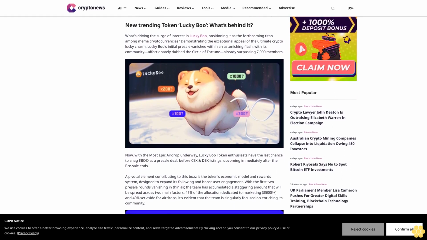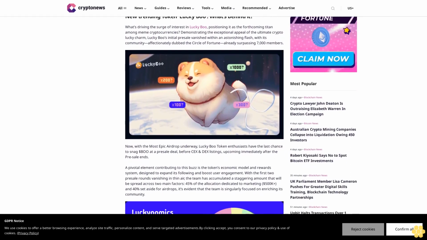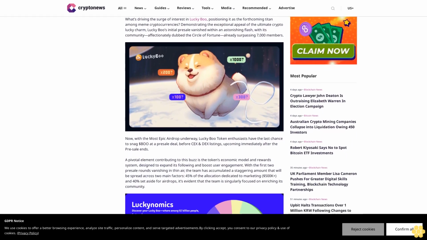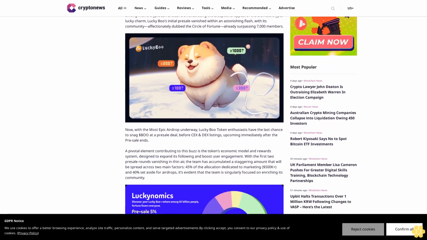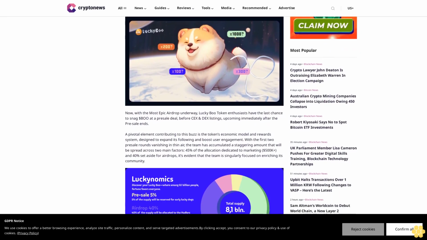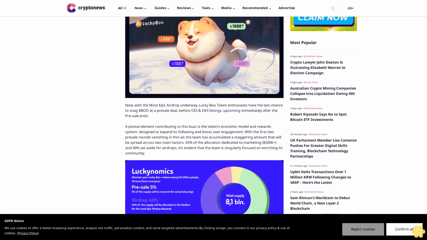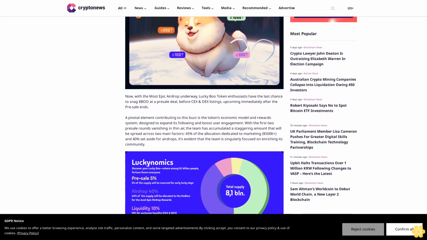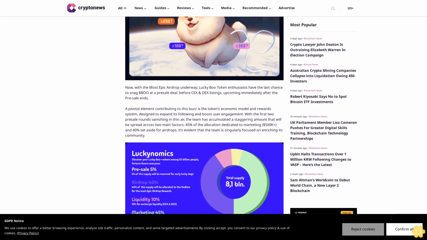Lucky Boo's initial presale vanished within an astonishing flash, with its community, affectionately dubbed the Circle of Fortune, already surpassing 7,000 members. Now, with the most epic airdrop underway, Lucky Boo token enthusiasts have the last chance to snag $BOO at a presale deal before CEX and DEX listings, upcoming immediately after the presale ends.